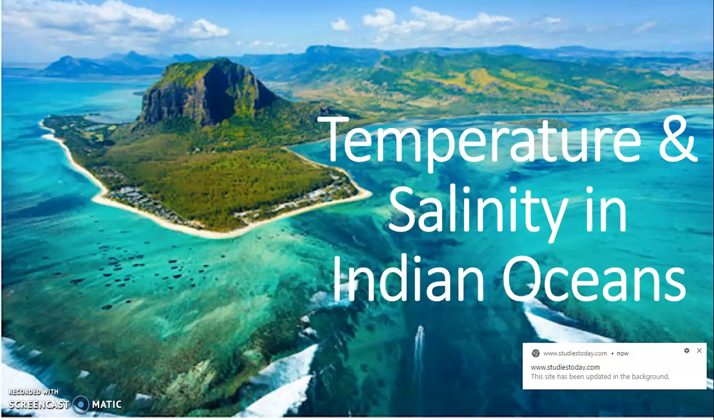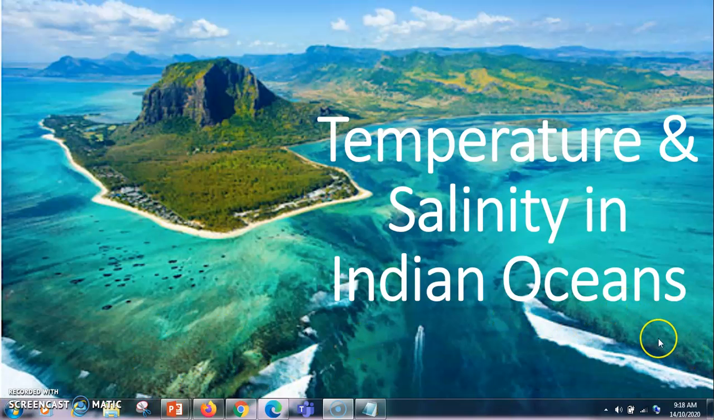Now there is also a difference in the temperature. The temperature is going to vary with depth or at the surface. So there is always a difference in the temperature which we see in the Indian Ocean. That we are going to study here.